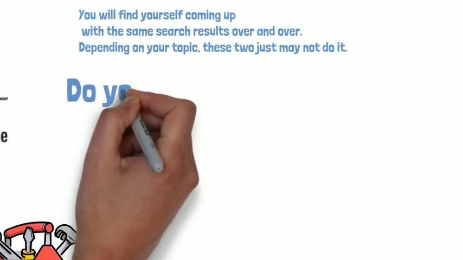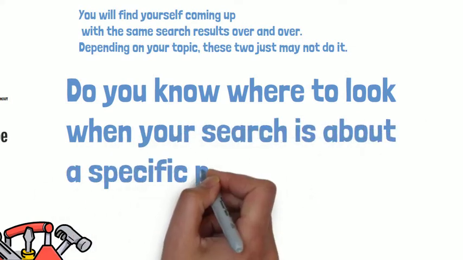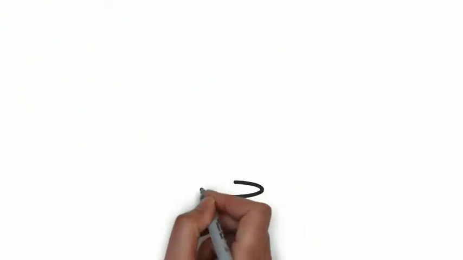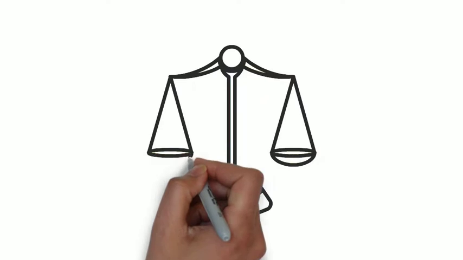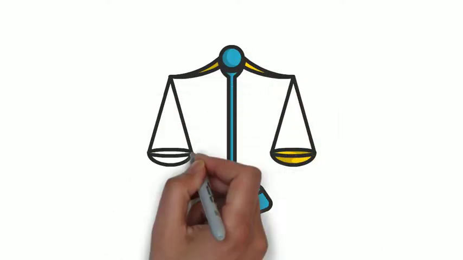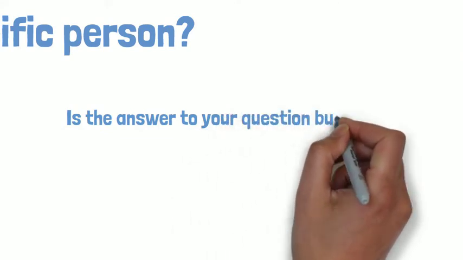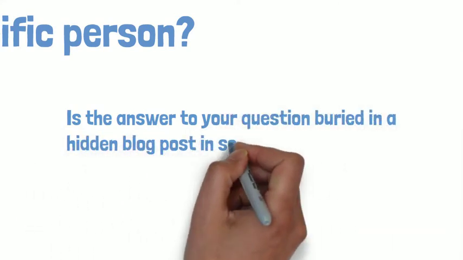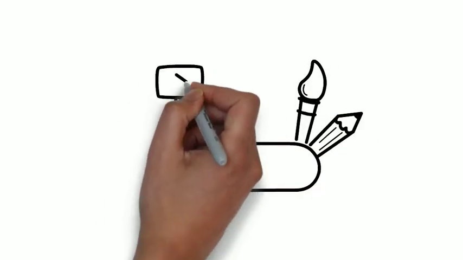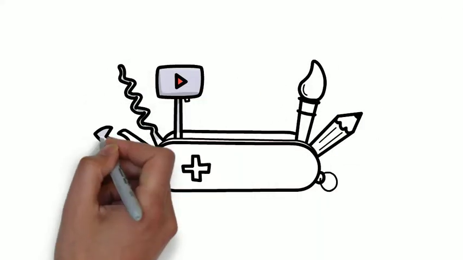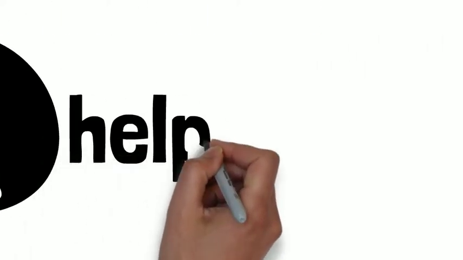Do you know where to look when your search is about a specific person? Where would you search to find information about legal matters or a specific law? Is the answer to your question buried in a hidden blog post in some obscure blog? Researching information this way requires a certain amount of tenacity, as well as a certain set of tools. The tenacity you will have to find on your own, but I can help you with the tools.